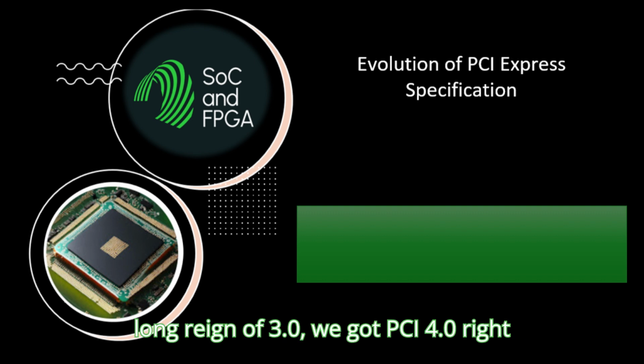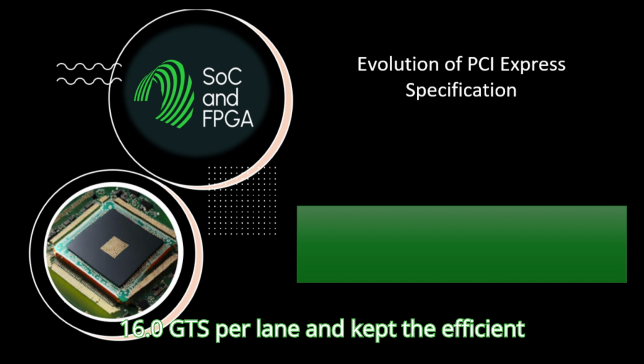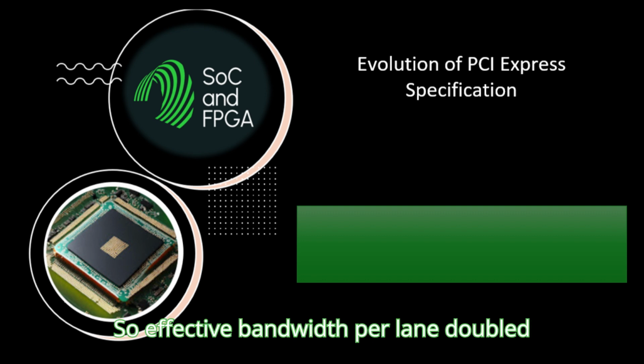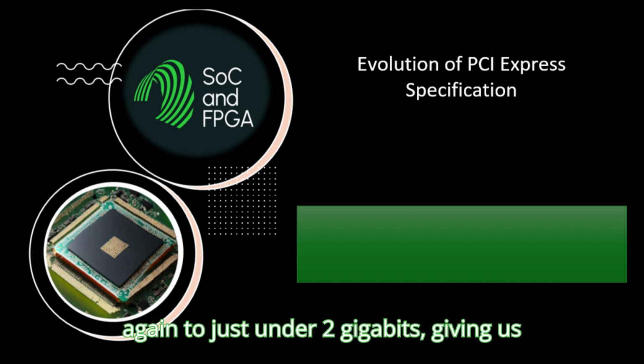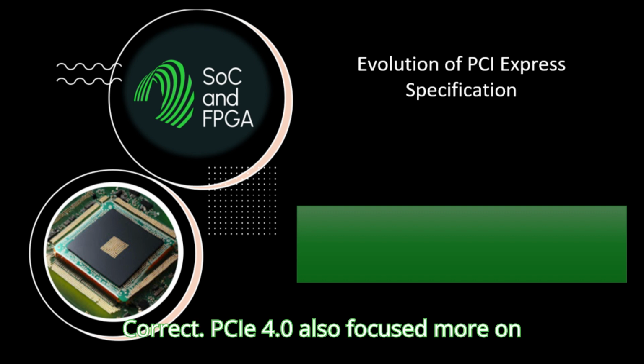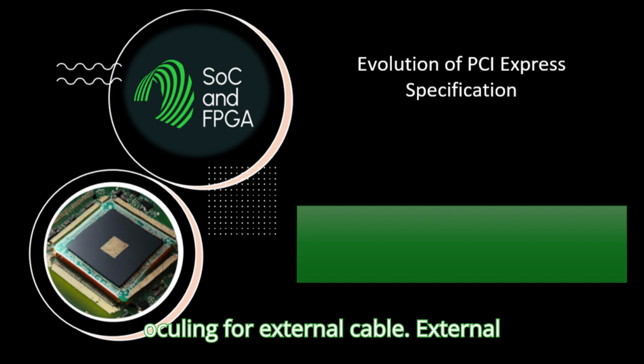Makes sense. So after the long reign of 3.0, we got PCIe 4.0. Right, in 2017, back to doubling the raw rate. 16.0 GT/s per lane, and it kept the efficient encoding. Kept the 128b/130b encoding, so effective bandwidth per lane doubled again to just under 2 gigabytes. Giving us around 31.5 gigabytes for an x16 slot? Correct. PCIe 4.0 also focused more on flexibility, lower power, and things like OCuLink for external cable.